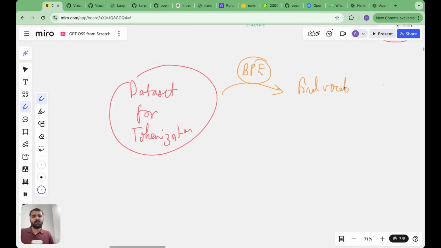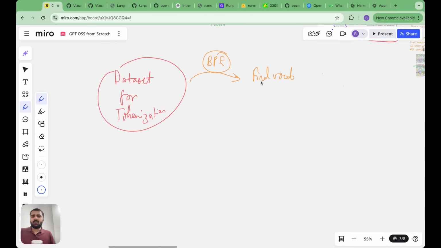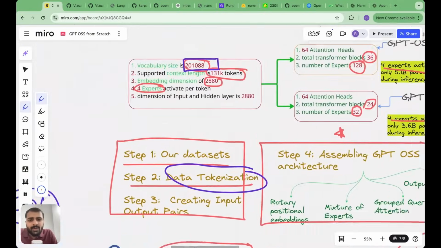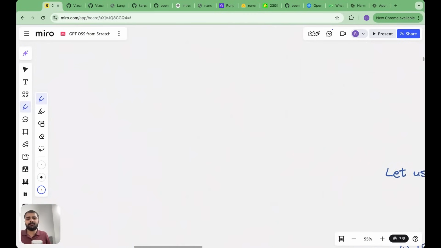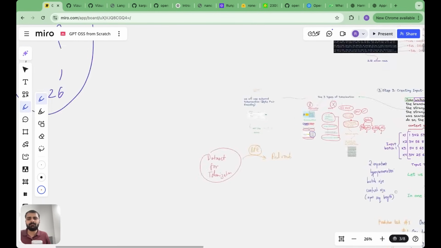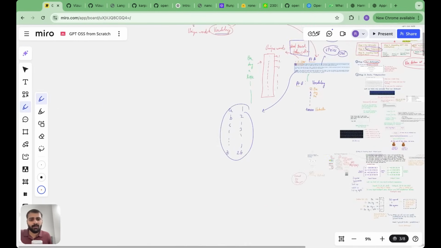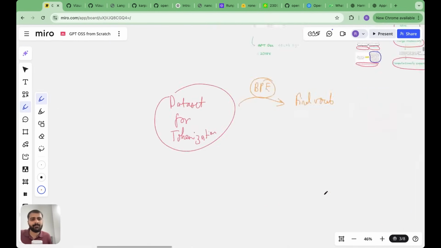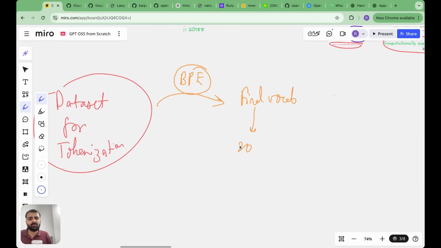which happens to be of the size, let's see what it was, 201088. The final vocabulary size is 201088. So now you must be thinking, how does this add up to 201088? You have to define a length at which you stop. So the merges will continue happening until you reach the vocabulary length.